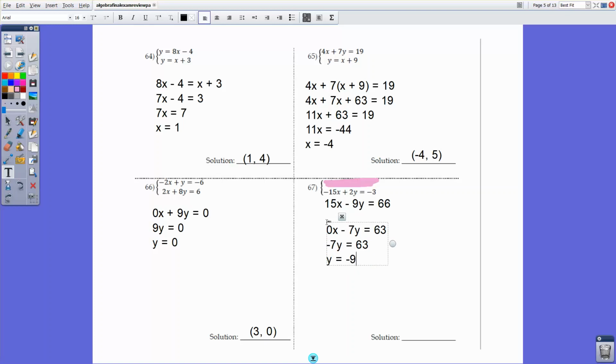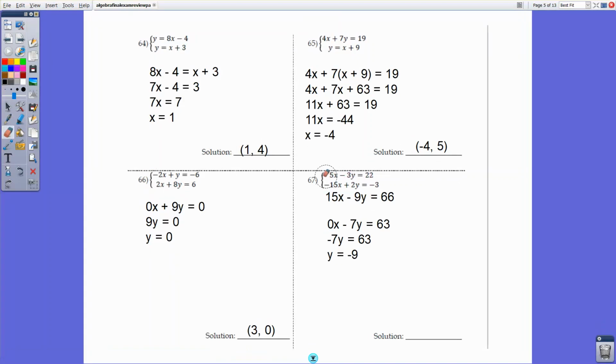Divided by, can't type today, by negative 9. So then, of course, now negative 9 equals that. So why don't I go ahead and plug in y equals negative 9 into one of these two equations. I'll choose to use the first equation. So that means negative 9 is right here.